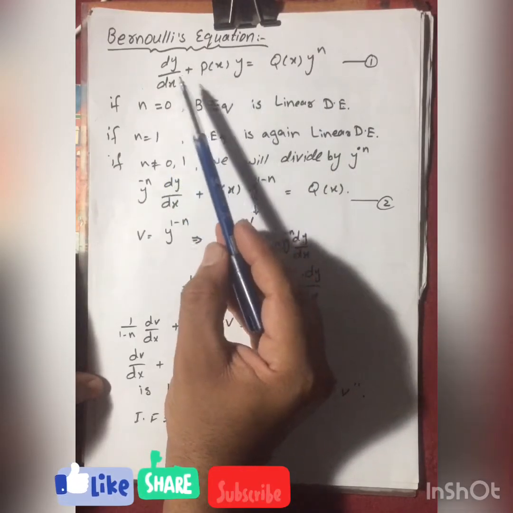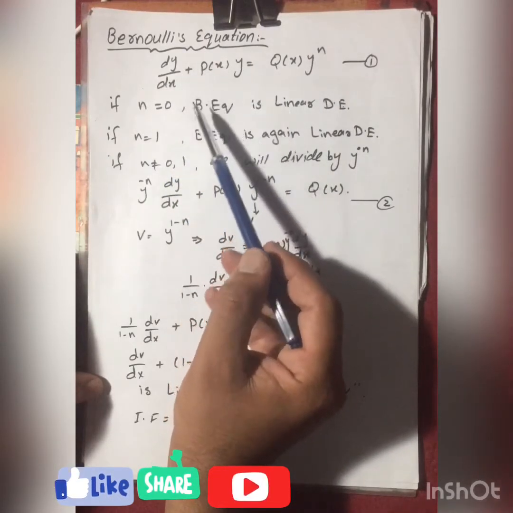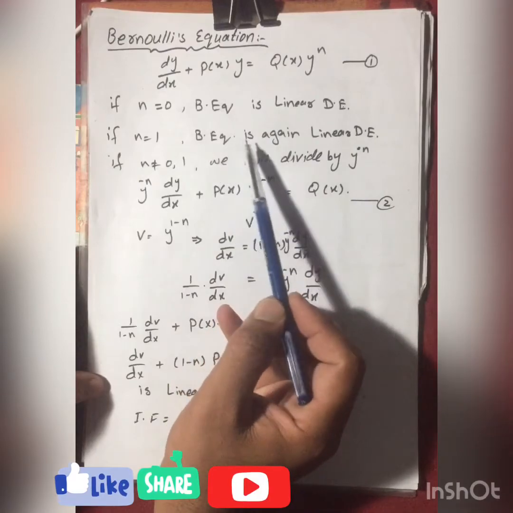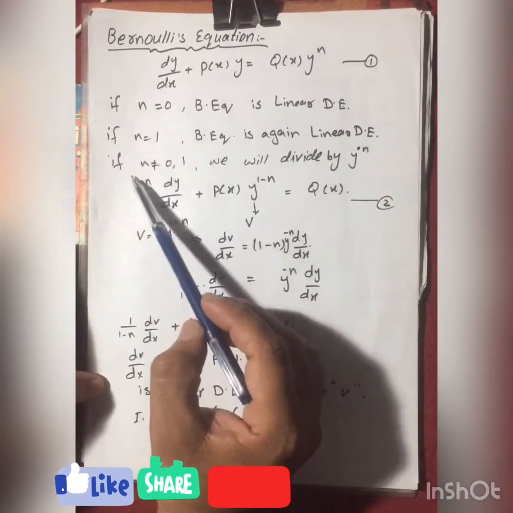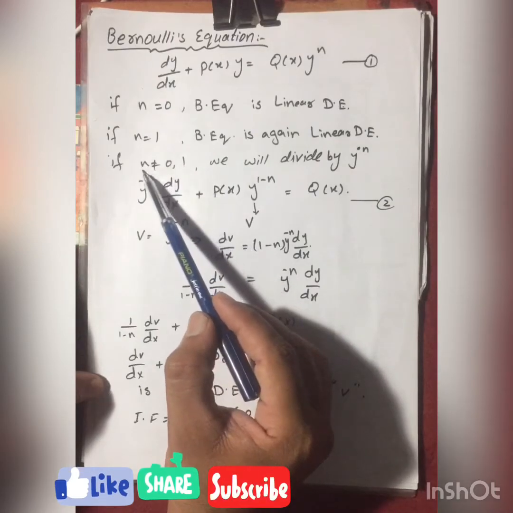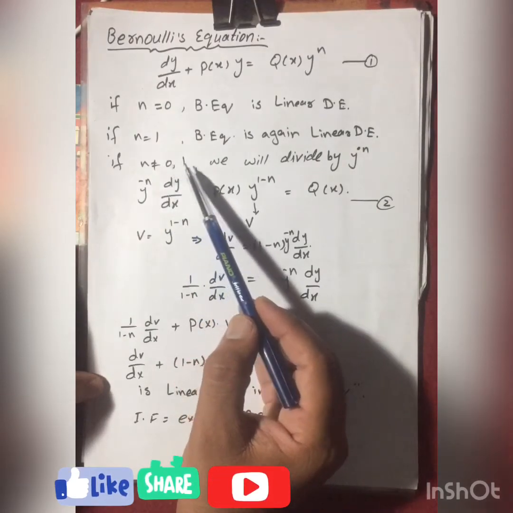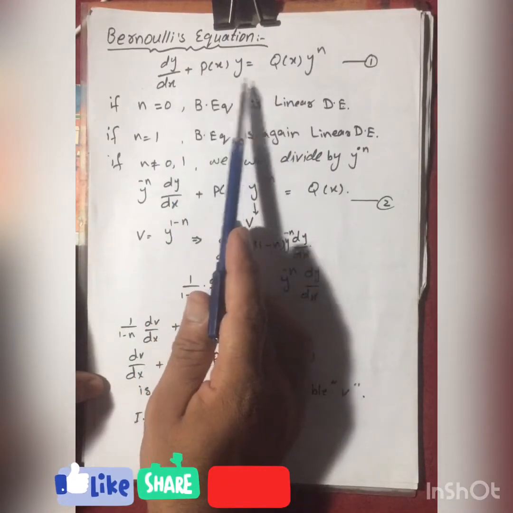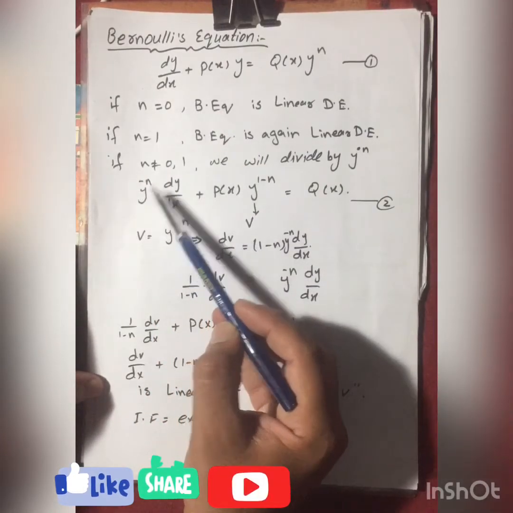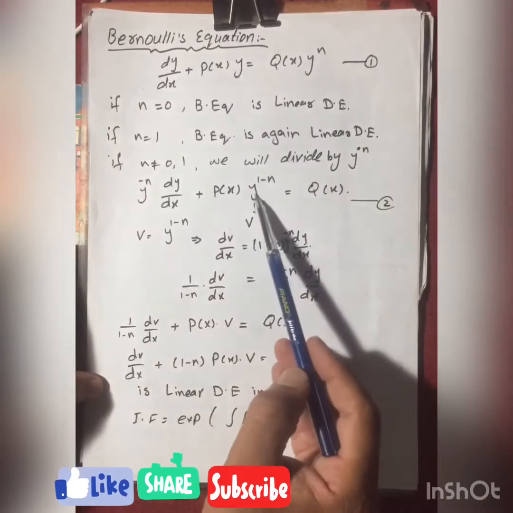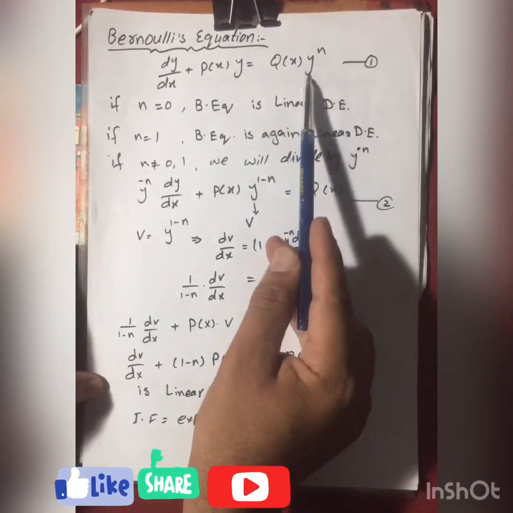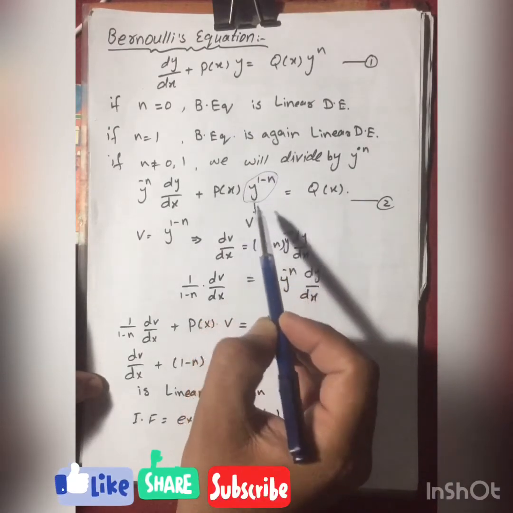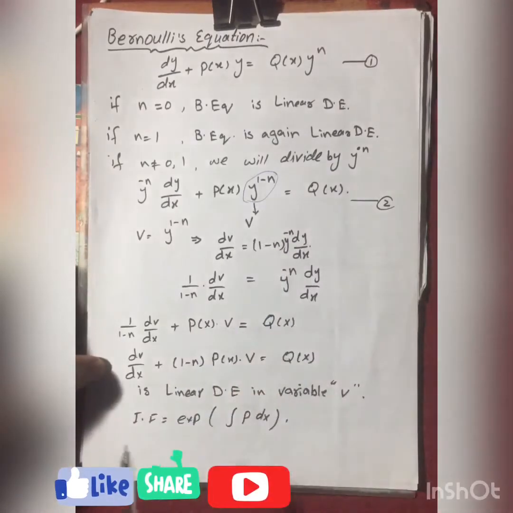If n is 0, this Bernoulli equation is a linear differential equation. If n equals 1, this Bernoulli equation is again a linear differential equation. If n is neither 0 nor 1, then we will divide both sides of the equation by y raised to power n. You will get y raised to power minus n dy/dx, and y over y^n means y raised to power 1 minus n, and this is a function of x. You will put this function equal to v to make this linear.